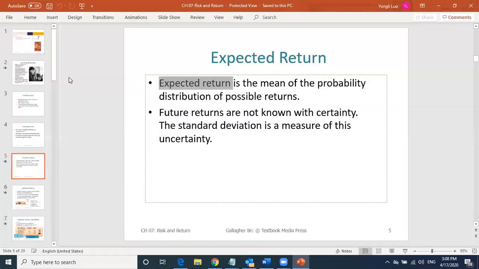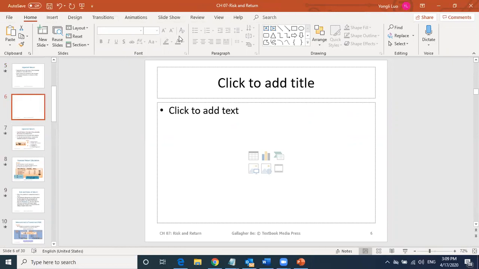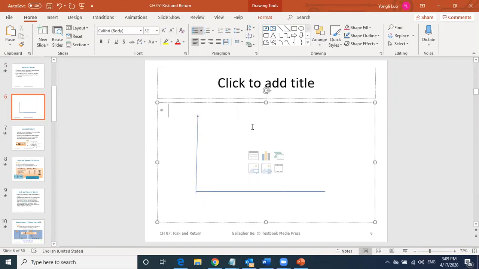So it looks like you still feel confused. So what is expected return? Typically we talk about it this way: this is the return, and we have risk, right? This is the return, and this is the risk.